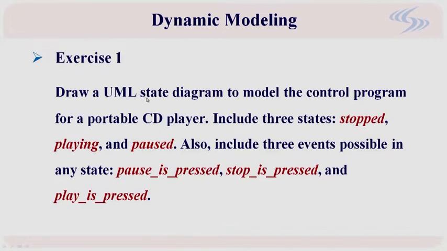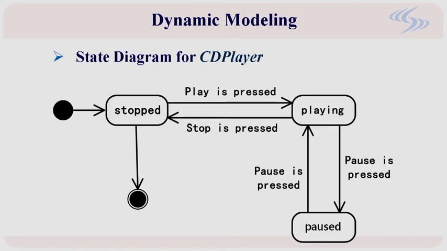Exercise 1. Draw a UML state diagram to model the control program for a portable CD player. It should include 3 states: stopped, playing, and paused. Also include 3 events possible in any state: pause is pressed, stop is pressed, and play is pressed. We can get the state diagram for the CD player like this.